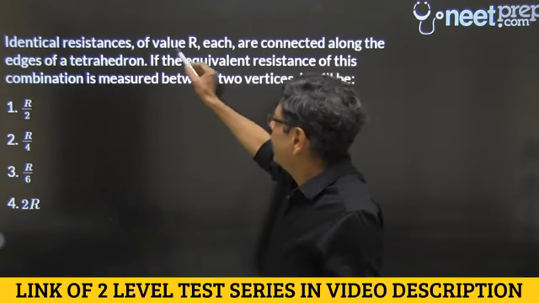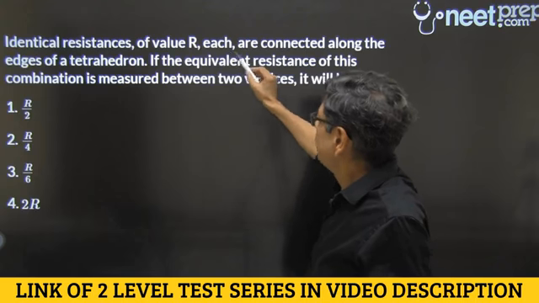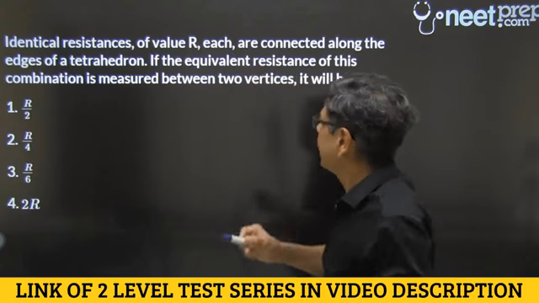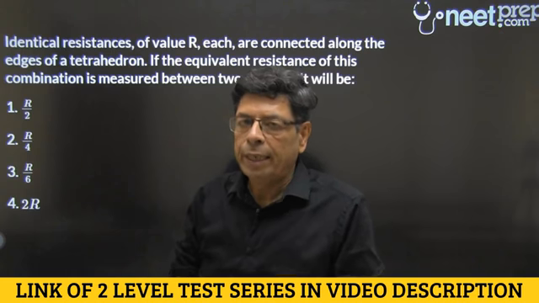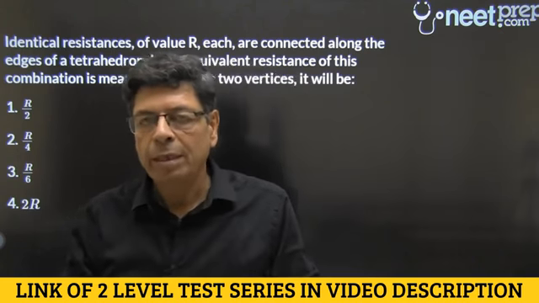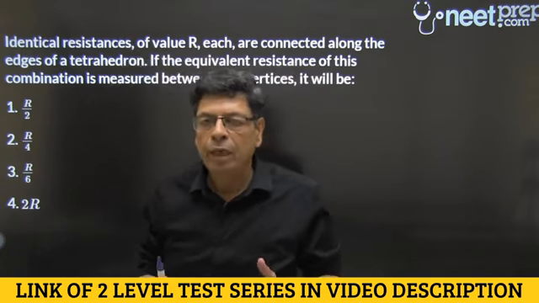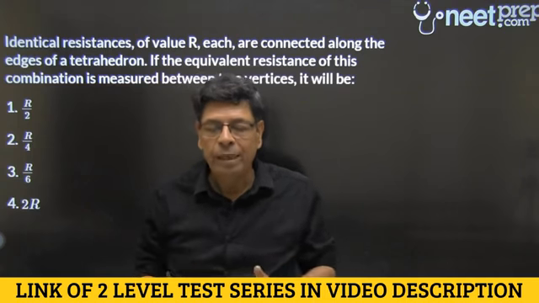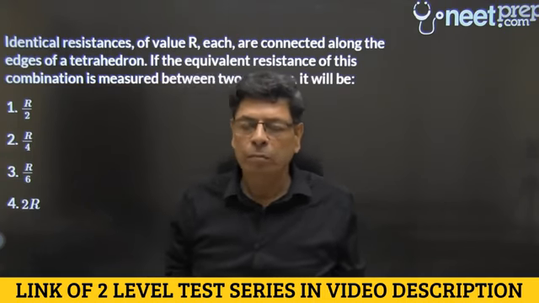In this question, identical resistances of values R each are connected along the edges of a tetrahedron. Now you know what a tetrahedron is? Hedron means face, and tetra means four.